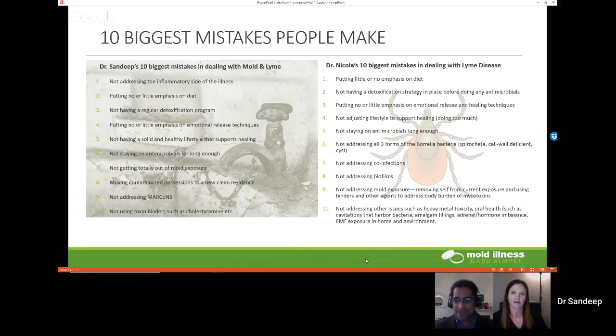Generally, it takes a while to twig as to the importance of emotions on this journey. And I'll go into this later a little bit further, but really just realizing that one part that can be a major block on the journey of healing from Lyme or mold is the stuck emotions in our system, and not having any way of addressing those on a regular basis can definitely pose a block on your journey towards wellness. Number 5, not having a solid and healthy lifestyle that supports healing.